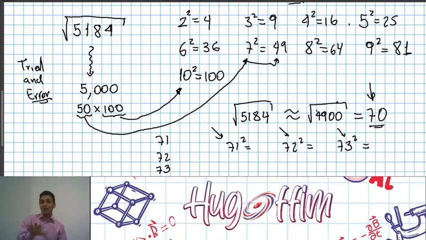I'm going to give you time. You can pause the video. You can find the root and tell me which one it is. If it's 71, 72, 73, or maybe it's another, maybe 75, or maybe 76. Okay? So you can pause the video and find out what the root of 5,184 would be.